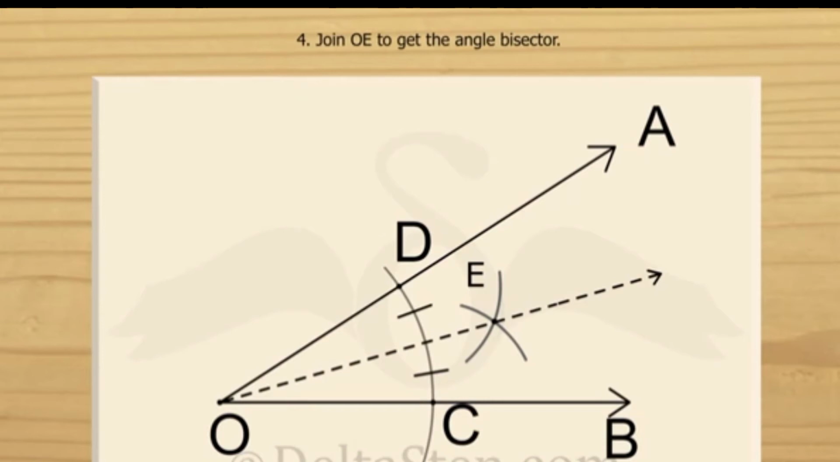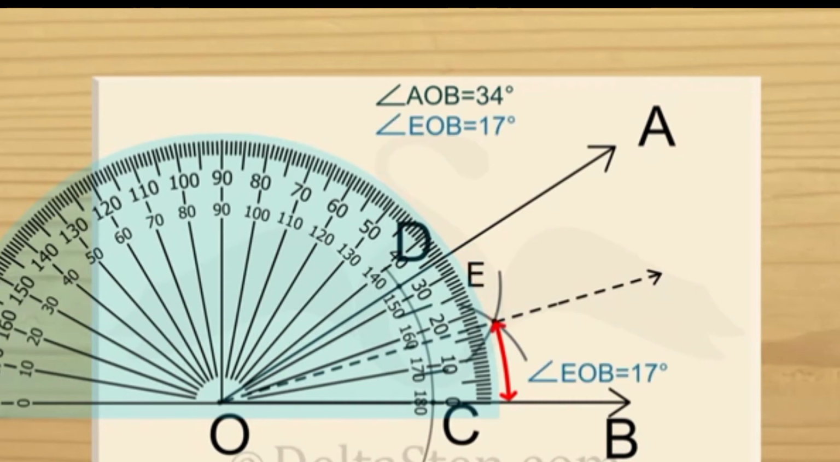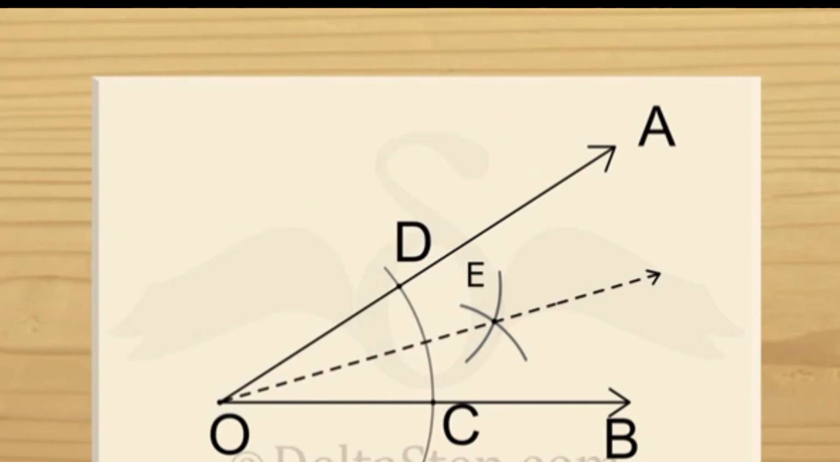So using a protractor, we see that angle AOB is equal to 34 degrees, angle EOB is equal to 17 degrees, that is half of 34 degrees, and angle AOE is also equal to 17 degrees, which is also half of 34 degrees. So this is how you can bisect any given angle.